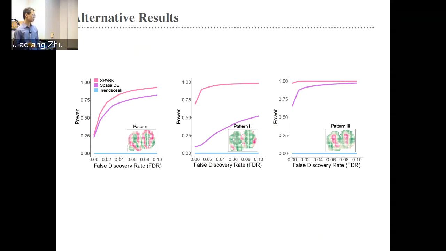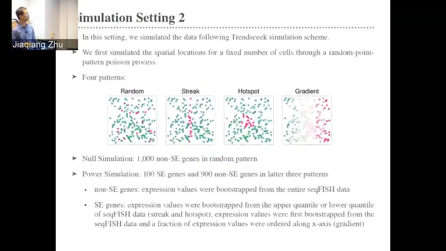The reviewers said the simulation setting was favoring our method, because the simulation model is very close to our method. So we conducted a second simulation setting, which followed the ChessSeq simulation scheme. Here we first simulate the spatial locations for a fixed number of cells through a random point pattern process, and then we simulate four different patterns: random pattern, streak pattern, hotspot pattern, and gradient pattern.